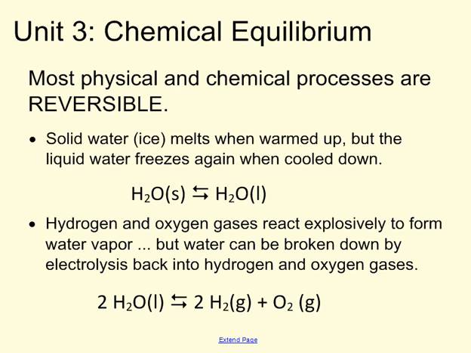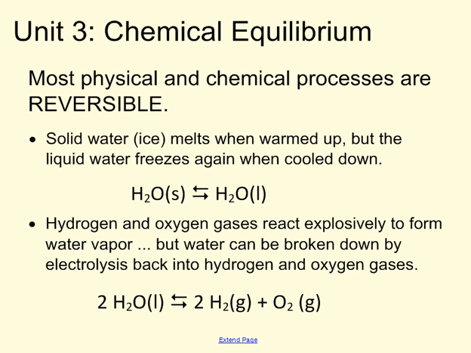For those of you who've seen equilibrium before, in grade 11 chemistry, you may remember that we talked there about physical equilibria. This unit deals with chemical equilibrium. So in chemical equilibrium, we first of all recognize that most chemical reactions are reversible, just like most physical processes are also reversible. What does that mean?